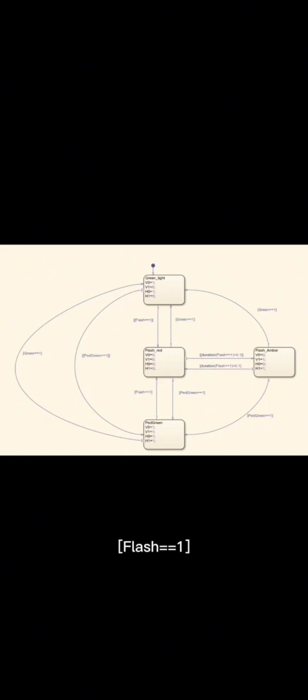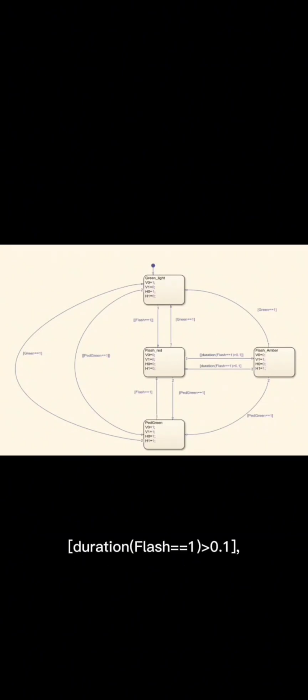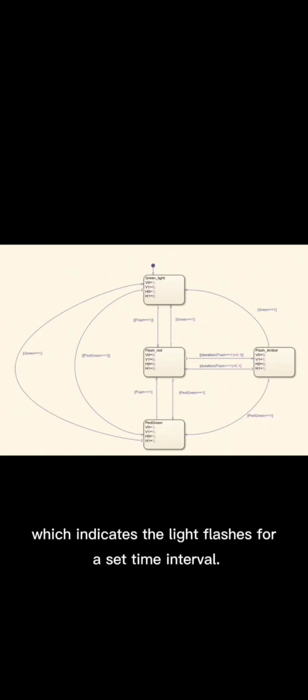Flash == 1 to enter flash_red or flash_amber, states for flashing warnings. The transition between flashing states uses a condition: duration, flash == 1, 0.1, which indicates the light flashes for a set time interval. When it comes to flashing lights, timing is crucial.